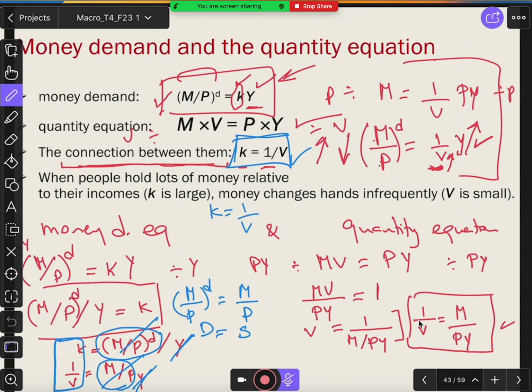What does that mean? The higher the velocity of money, the lower is the fraction out of my income that I need for transactions, and it makes sense. And the opposite is true. When people hold a lot of money relative to their income, or when k is large, money changes hands infrequently, so v is small, so we get this negative relationship between k and v.